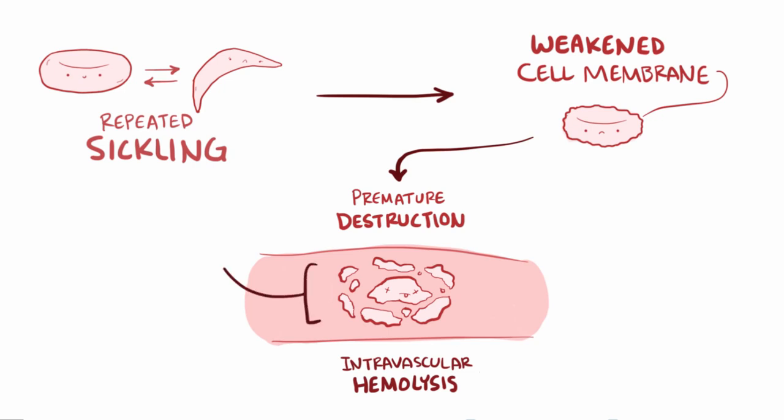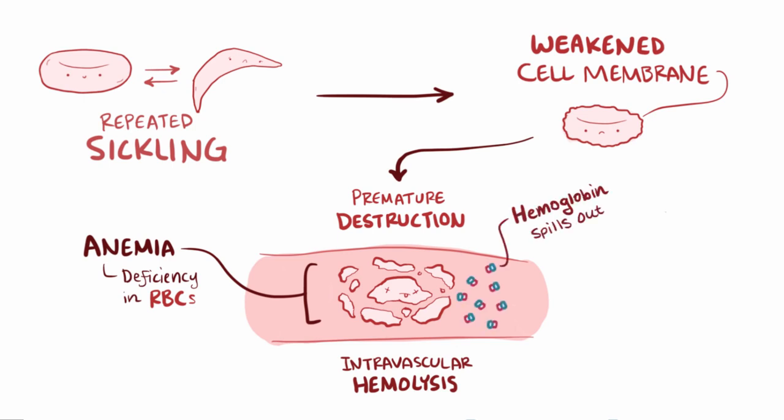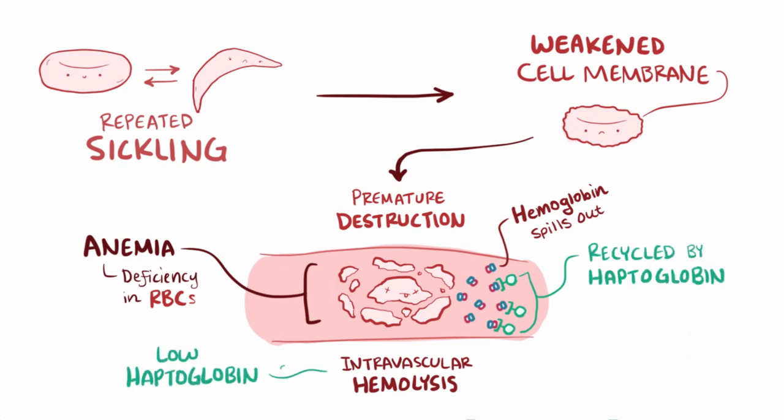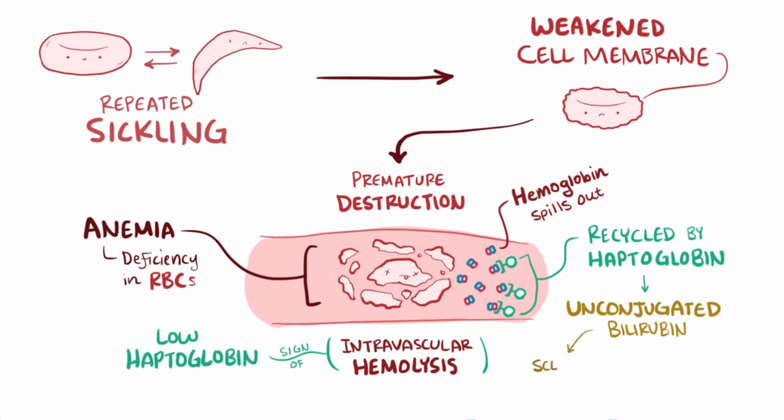This destruction of red blood cells not only leads to anemia, which is a deficiency in red blood cells, but also means a lot of hemoglobin spilling out. Free hemoglobin in the plasma is bound by a molecule called haptoglobin and gets recycled, which is why a low haptoglobin level is a sign of intravascular hemolysis. Recycling of that heme group yields unconjugated bilirubin, which at high concentration can cause scleral icterus, jaundice, and bilirubin gallstones.